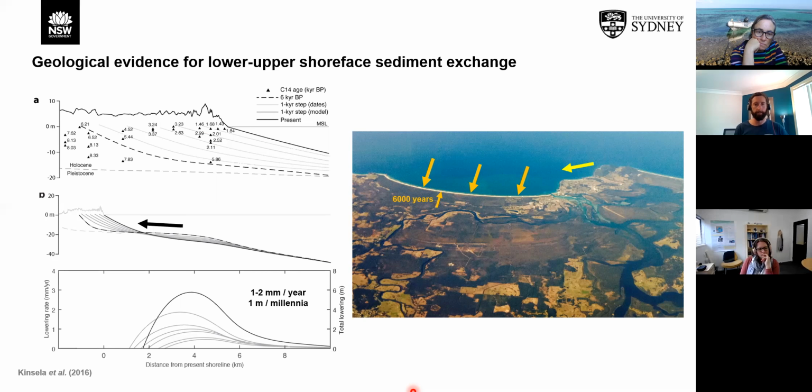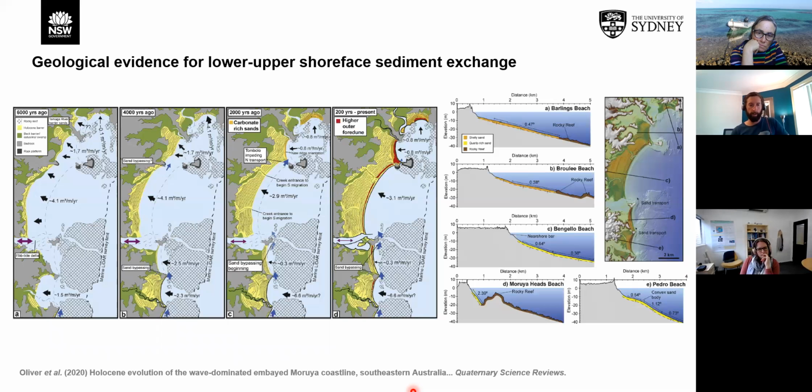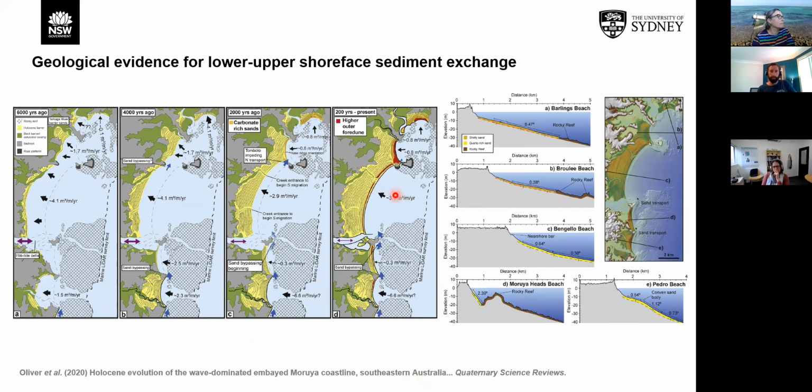Some more recent work from Tom Oliver, who's at UNSW Canberra, put together a similar story based on a lot of his great work in dating the chronology of barrier systems a little bit further down the coast. And Tom was able to put together a regional story which showed the interconnectivity of several barriers and that process of sand coming in from the shore face and building those barriers out through time. So the point to make is that the geological record shows us some evidence of these processes happening.